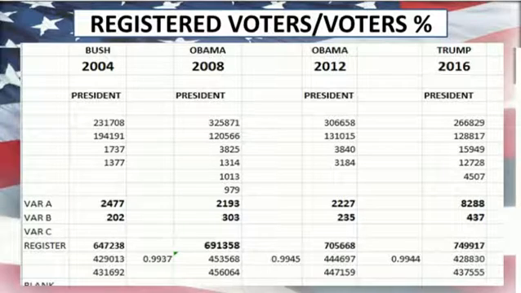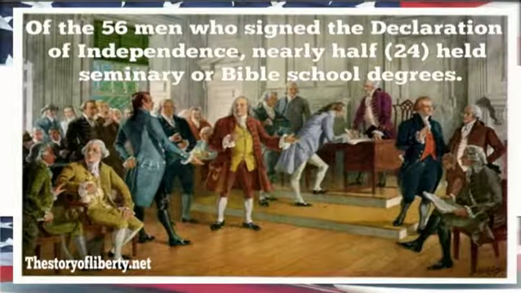Okay, and then the next slide would be... Of the 56 men who signed the Declaration of Independence, nearly half held seminary or Bible school degrees. And this is going back to the beginning of time when America was first created. I mean, half of our forefathers had seminary or Bible school degrees. What does that tell you? That tells you that America was founded by those that had Bible school degrees, right? I'm not going to say if they were Christians or not, but they had Bible school degrees. That's nearly half of them.